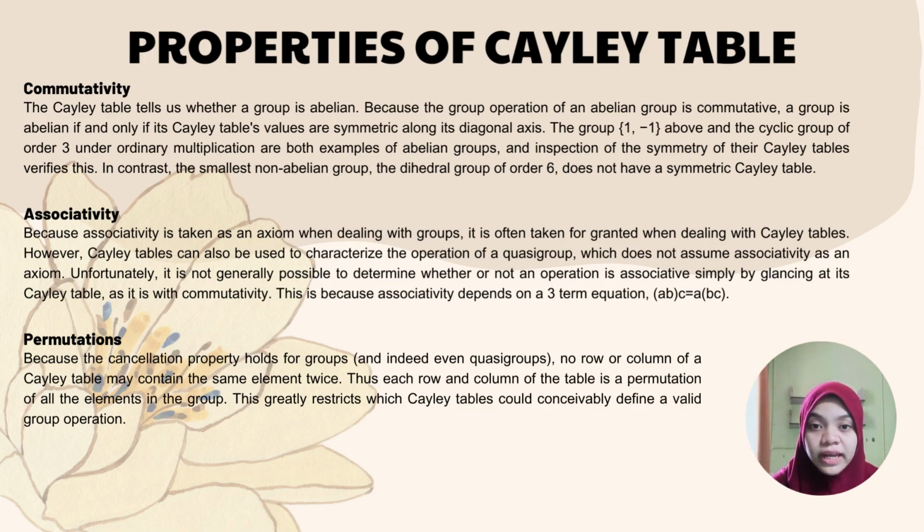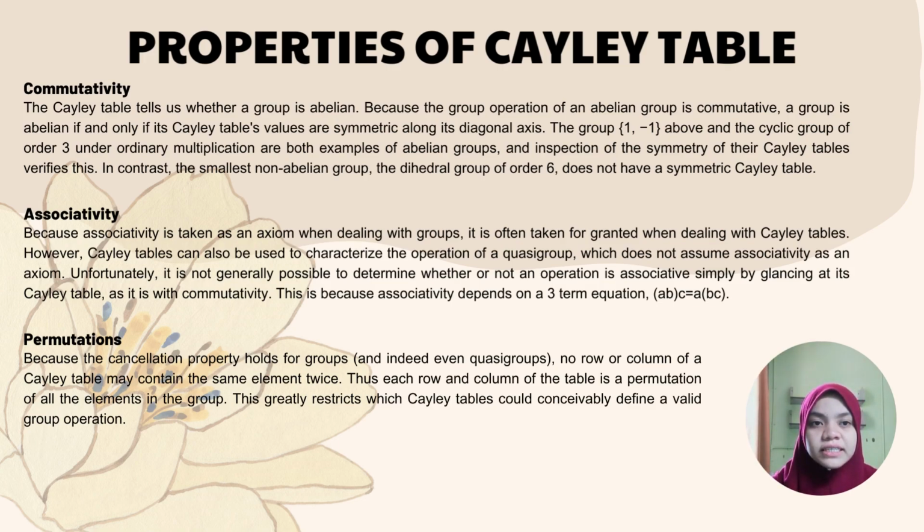The group of 1 and negative 1 above, and the cyclic group of order 3 under ordinary multiplication, are both examples of abelian groups, and inspection of the symmetry of the Cayley tables verifies this. In contrast, the smallest non-abelian group, the dihedral group of order 6, does not have a symmetric Cayley table.